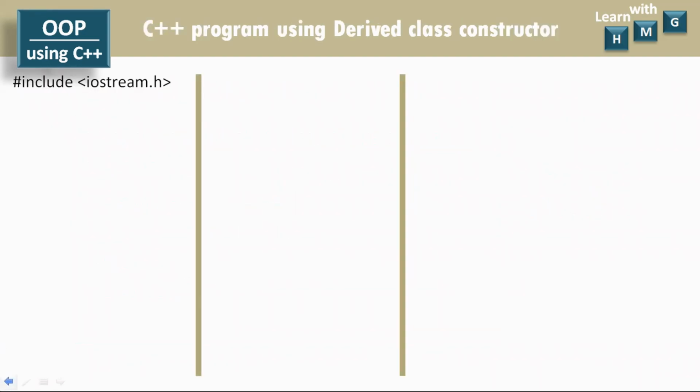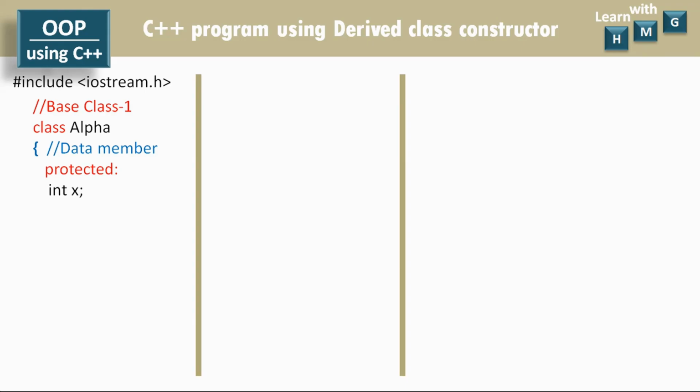So let us implement a derived class constructor in a C++ program. Include the header file. Let us have the definition of the alpha class, which is our base class 1. In the alpha class, only one data member is declared, that is x of integer type. It is protected because I am going to use it in the derived class.